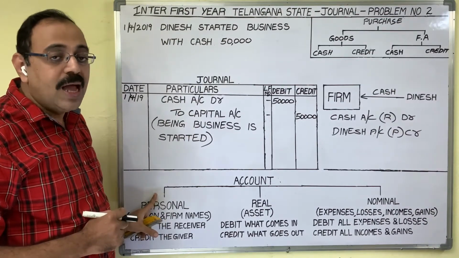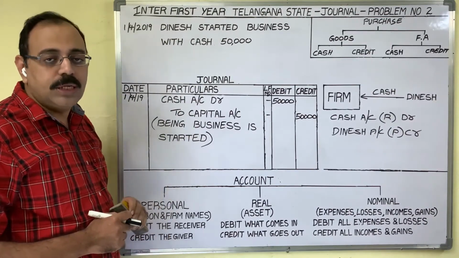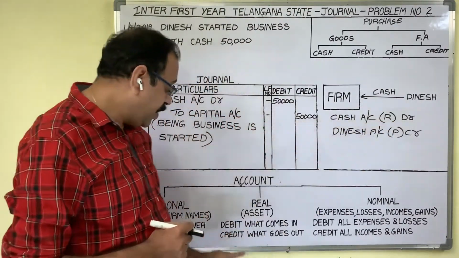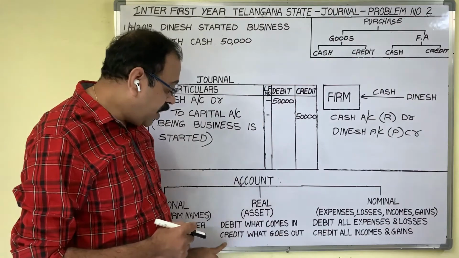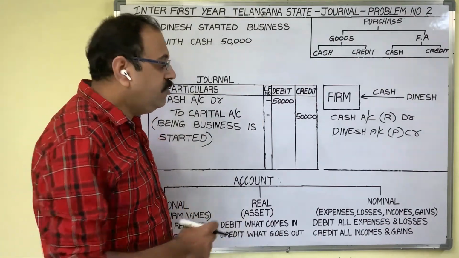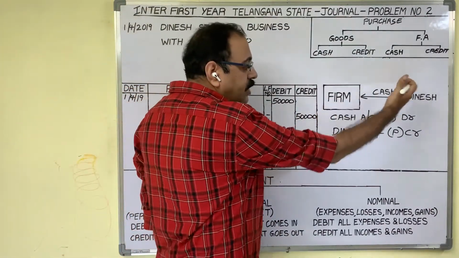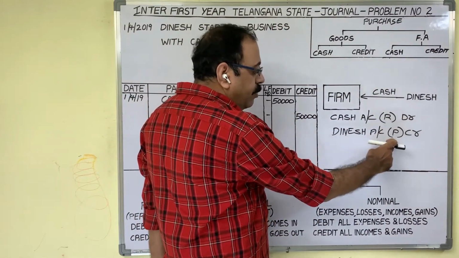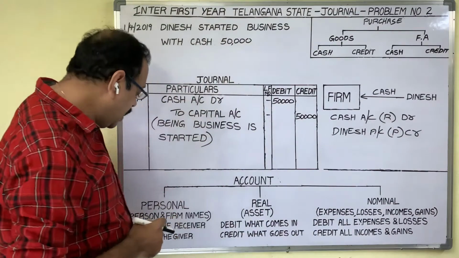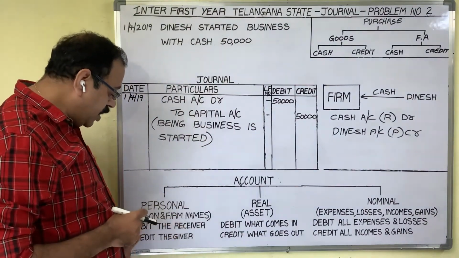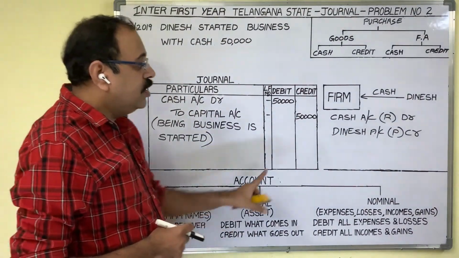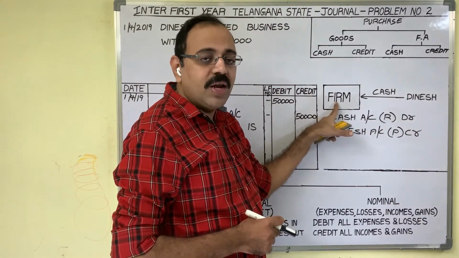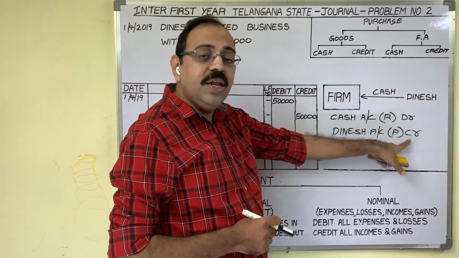Third step is to apply the double entry principles. For a real account, the double entry principle is debit what comes in, credit what goes out. Think from the firm's point of view, cash is coming. Therefore, debit cash account. For a personal account, the double entry principle is debit the receiver, credit the giver. Dinesh is giving cash to us. He is the giver. Therefore, credit Dinesh account.